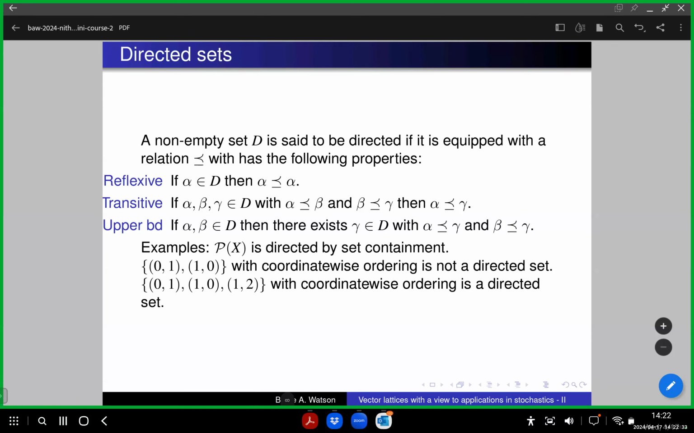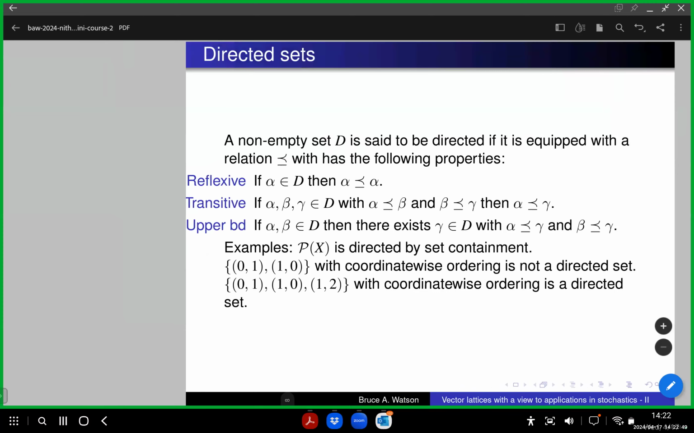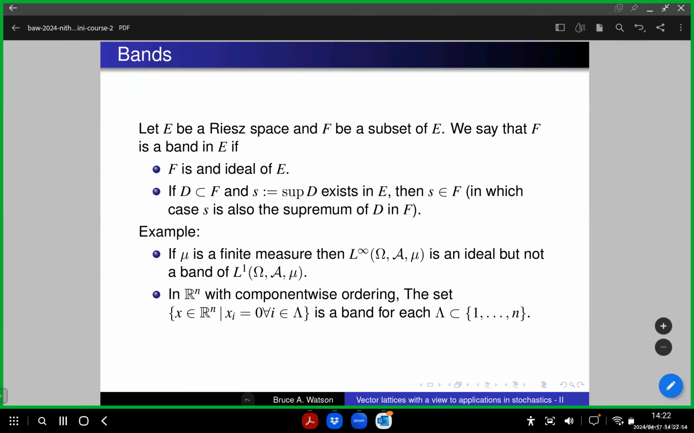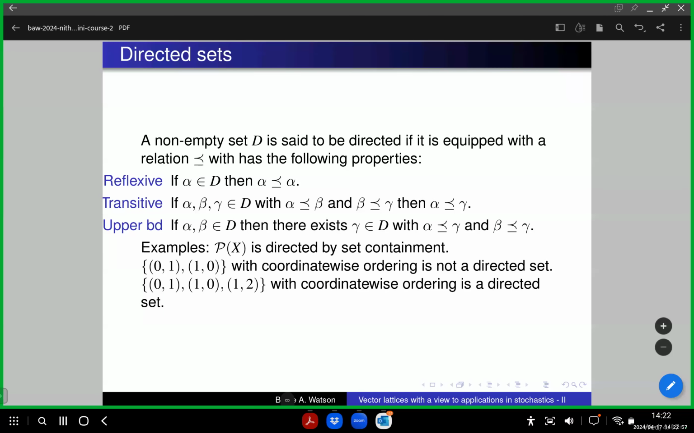As promised, there's going to be another type of inequality type object that we need to look at, and this is heading towards taking limits in Riesz spaces. So far, the only limit we've accessed is the supremum or the infimum. It's the only way of getting to a limit type operation in the Riesz space. But we're going to build some more limit-like objects.